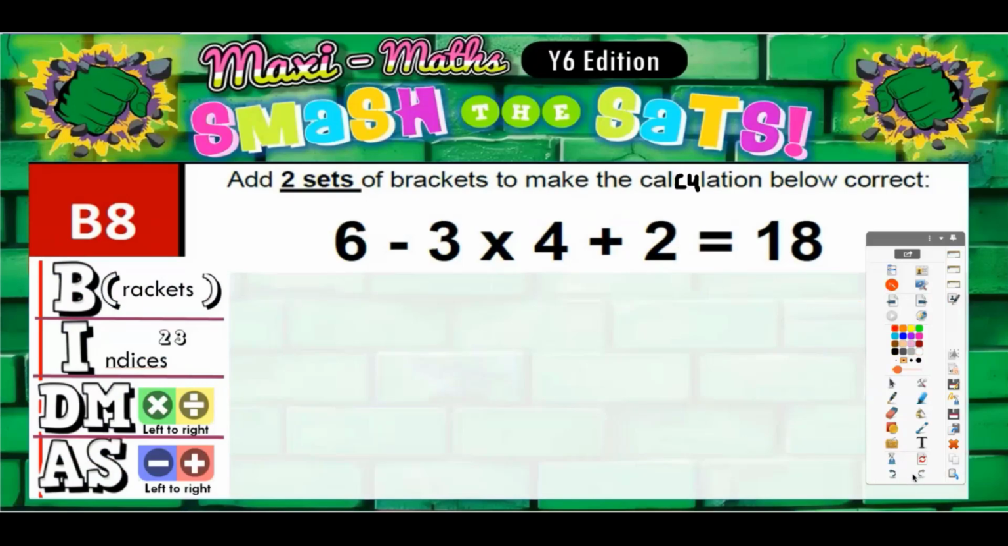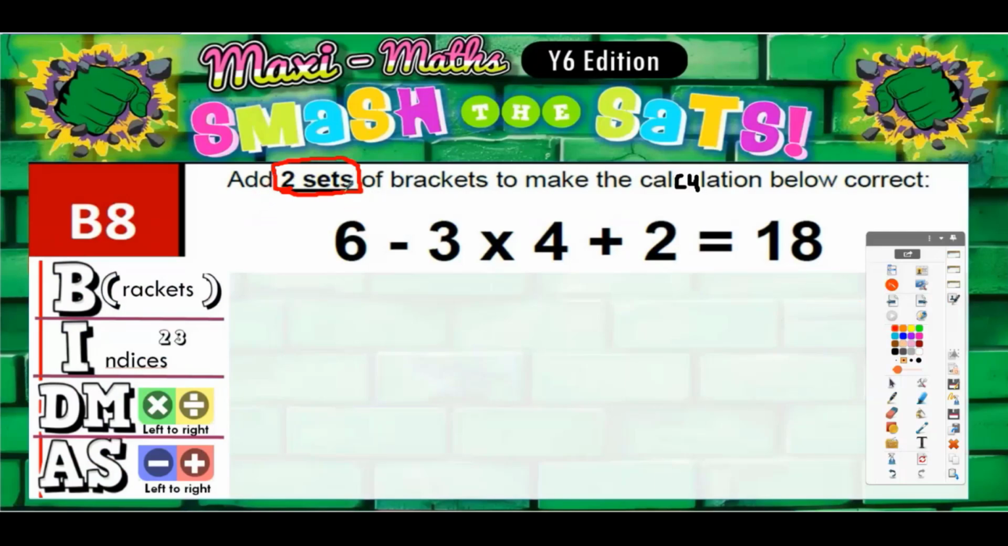Question 8. Add two sets of brackets to make the calculation below correct. Well, there's a big clue in the question here that there's two sets of brackets. Had it just said add some brackets to make the calculation correct, we could have tried all sorts of different things. So there's only so many places you can put the two sets of brackets. But let's explore a few different combinations.